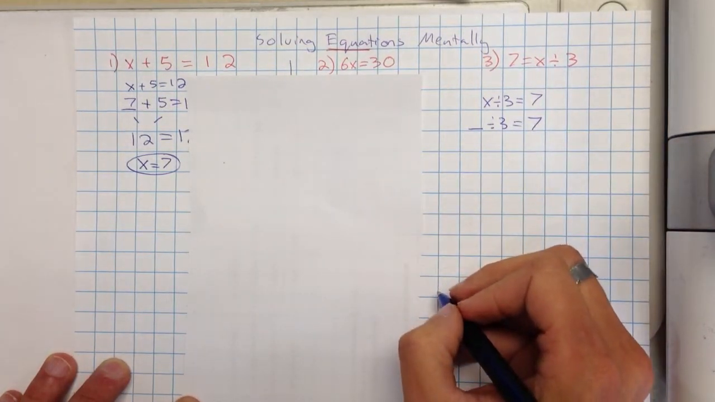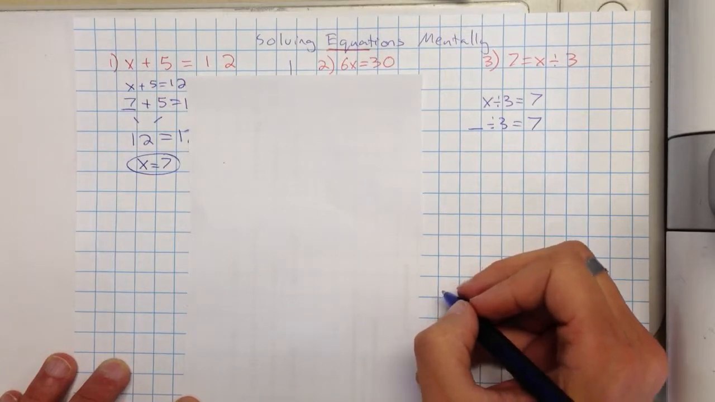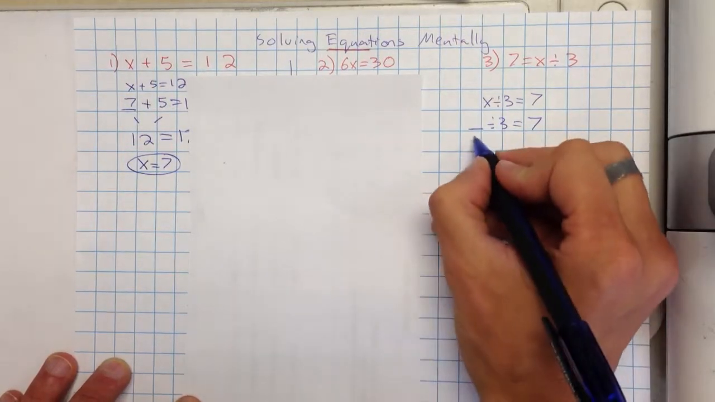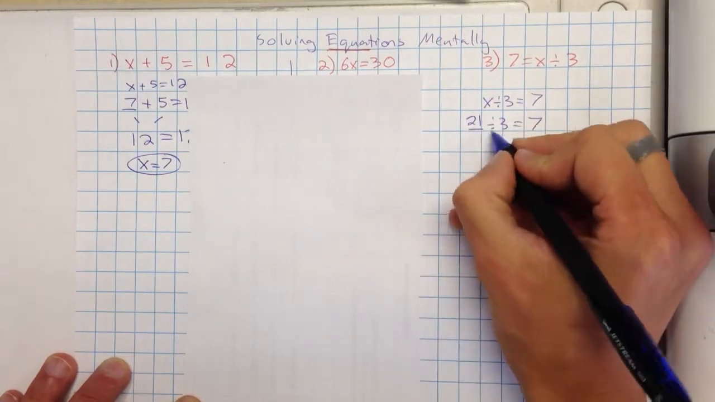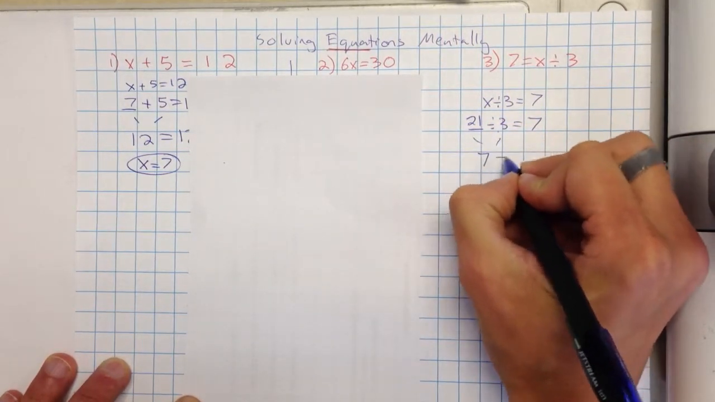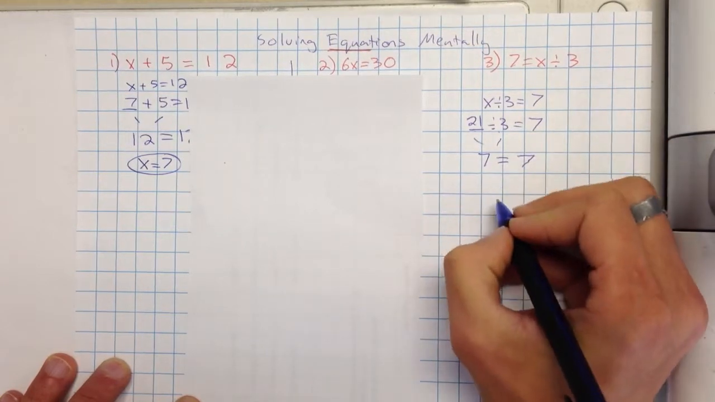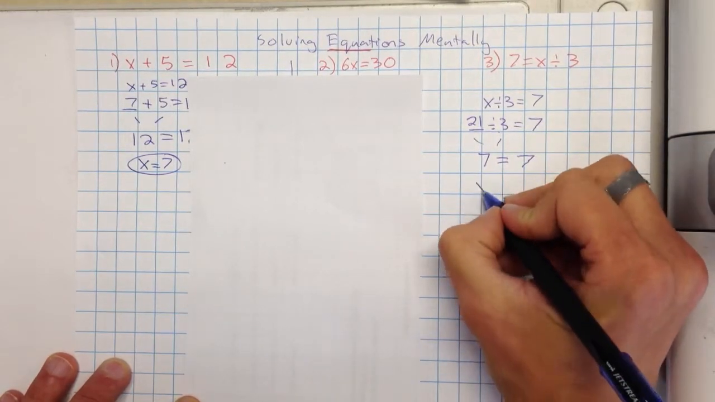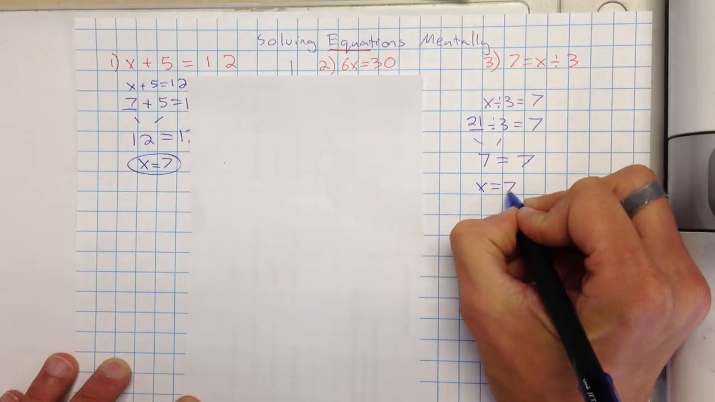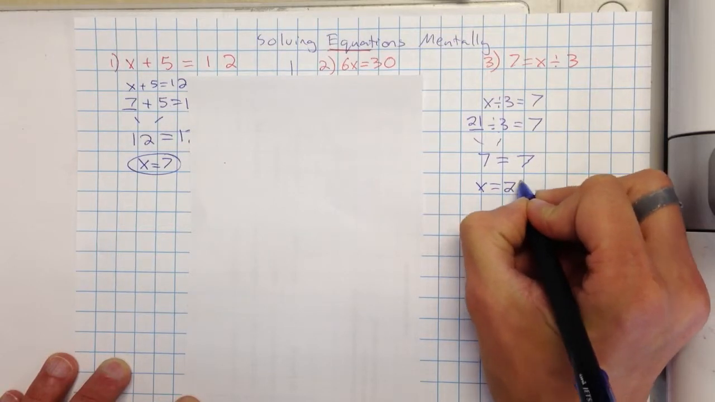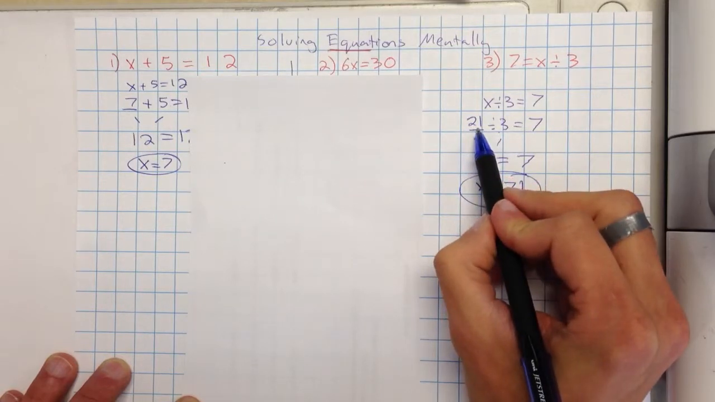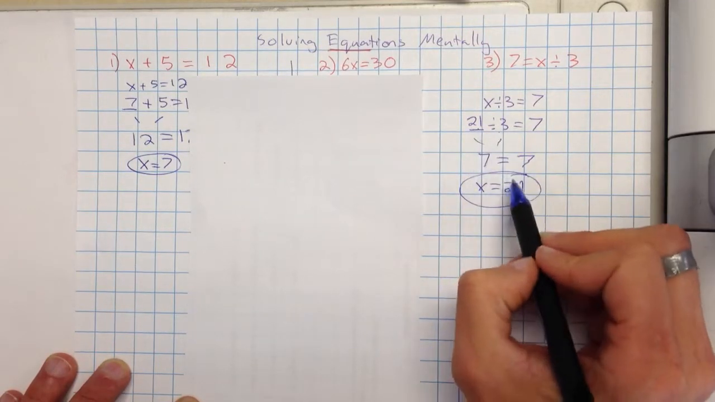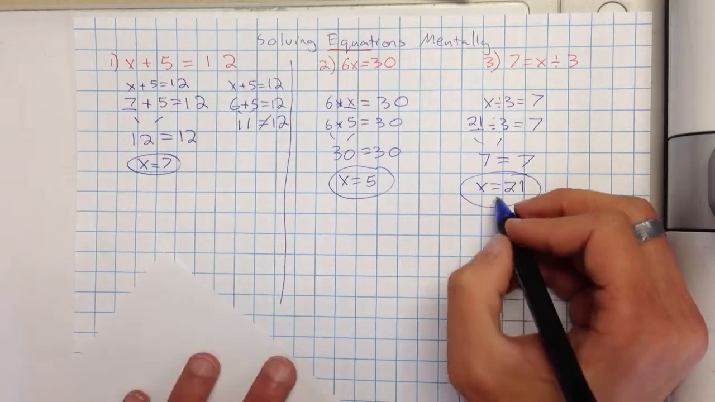With the division ones, we really want to stop and think about, okay, what would make that true? In this case, I could try 21. 21 divided by 3 definitely does equal 7. So I get 7 equals 7. So I would have x equals 21. Okay? Right, because whatever number I put in there is the number that x must equal.